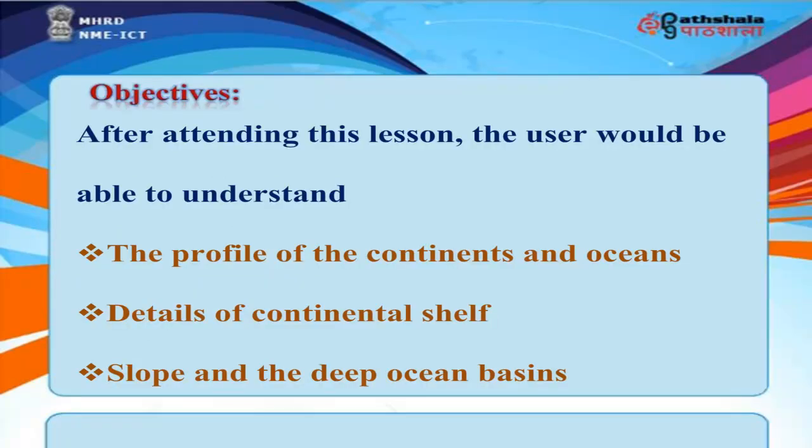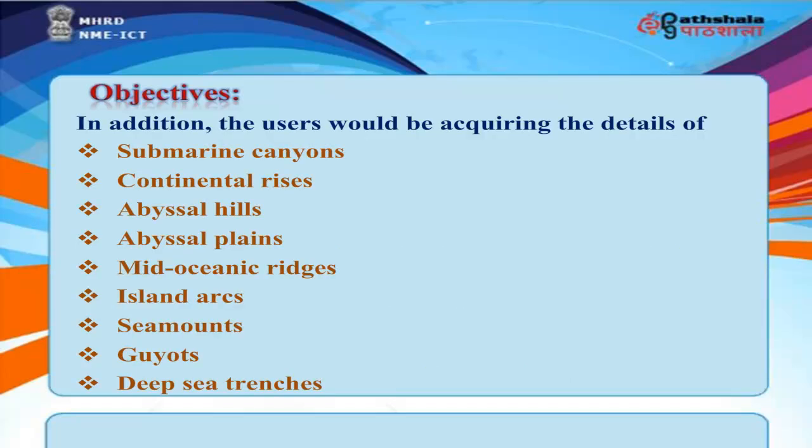Objectives. After attending this lesson, the user would be able to understand the profile of the continents and oceans, details of continental shelf, slope, and the deep ocean basins. In addition, the users would be acquiring the details of submarine canyons, continental rises, abyssal hills, abyssal plains, mid-oceanic ridges, island arcs, seamounts, guyots, and deep-sea trenches.